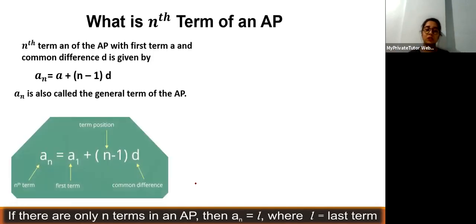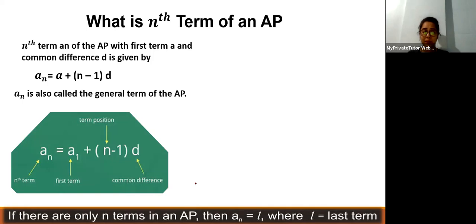So what does an mean over here? An is the nth term. Nth term means any number that you want to find. A is the first term. Then next we have plus n minus 1, in which n is the term position. It can be first term, second term, third term. If you want to find the 11th or 100th term, you just have to put 100 in place of n. And d is the common difference.